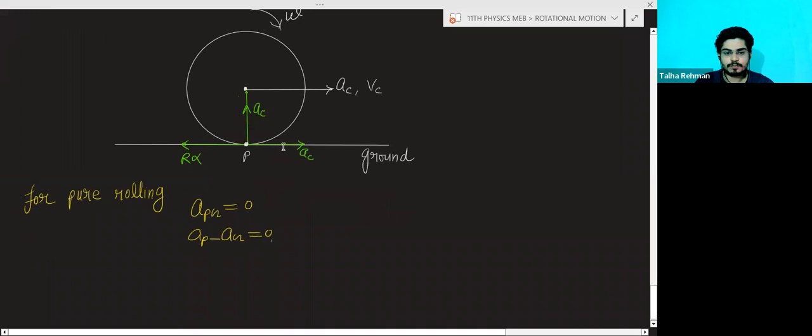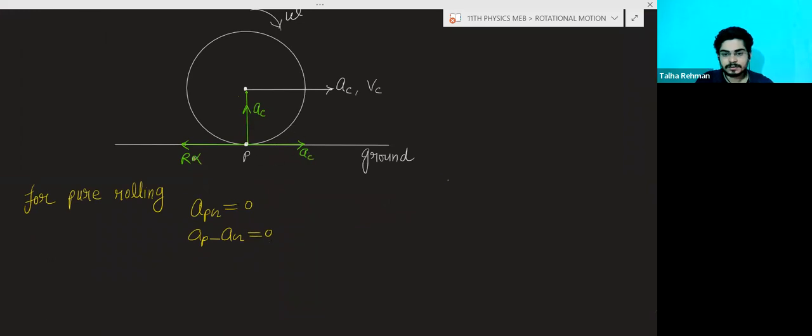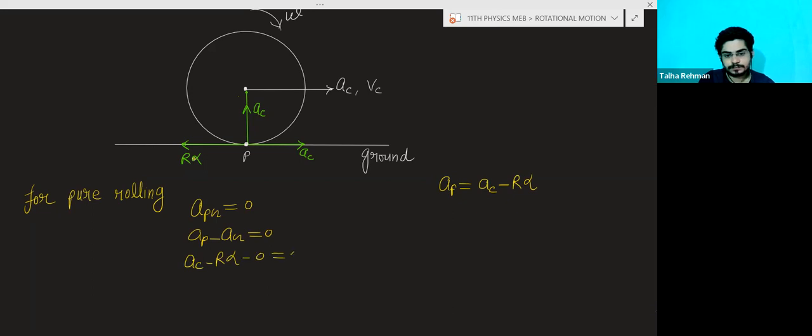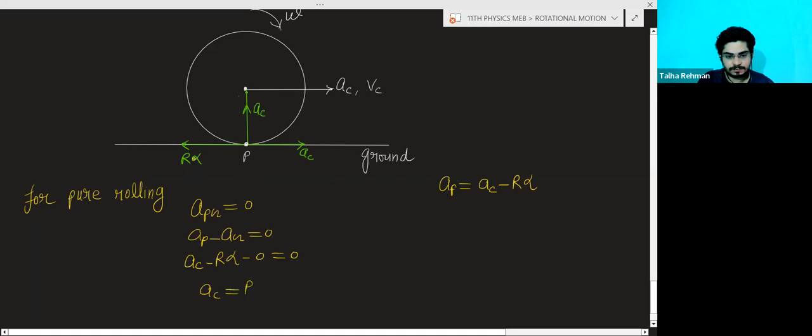So what is the acceleration of point P? Acceleration of point P is AC minus R alpha, no? Acceleration of center of mass minus R alpha. So it will be AC minus R alpha. And acceleration of ground we know is 0, because ground is at rest. So you can write AC is equal to R alpha. So this is the condition for pure rolling, for the acceleration.